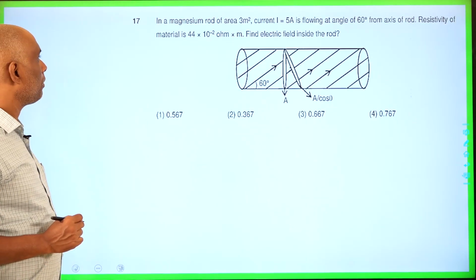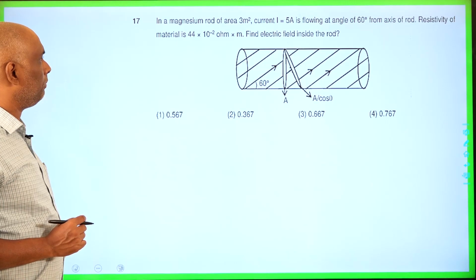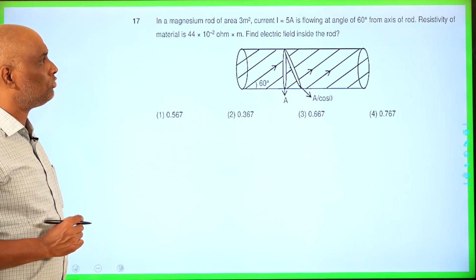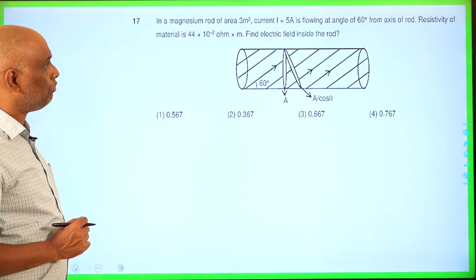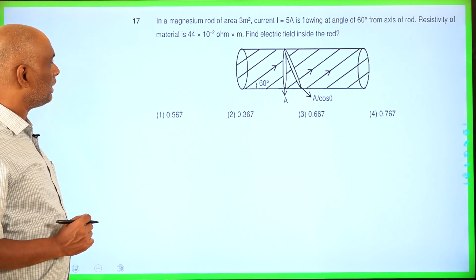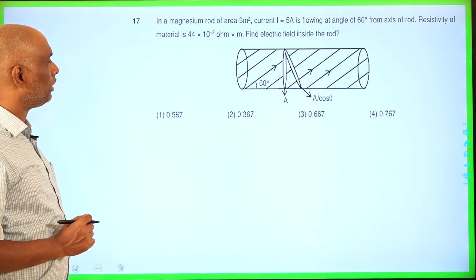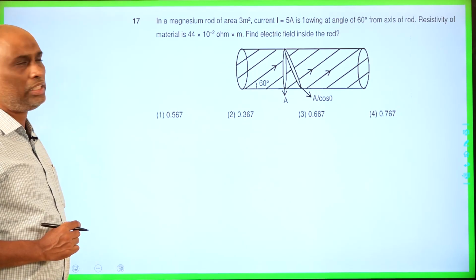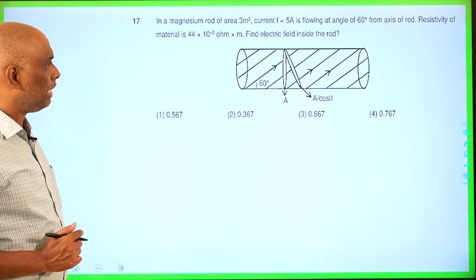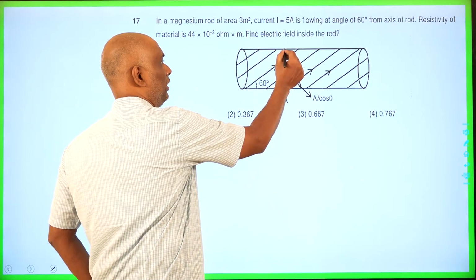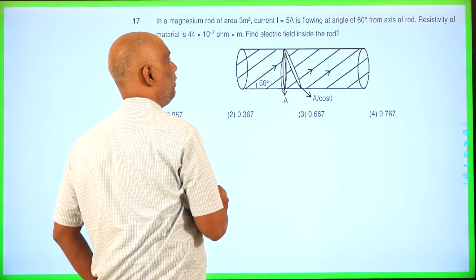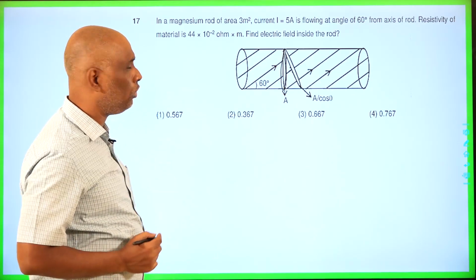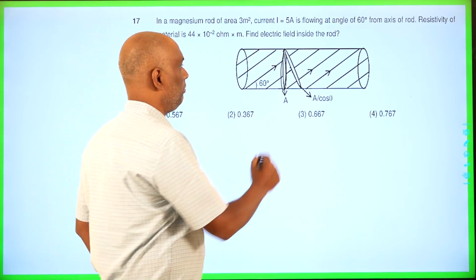17th question. In a magnesium rod of area 3 square meter, current I equals 5 ampere is flowing at an angle of 60 degrees from the axis of the rod. Resistivity of the material is 44 into 10 power minus 2 ohm meter. Find the electric field inside the rod. So here the area is given, which is equal to A, and the current is not flowing along the axis. The current is flowing at an angle equal to 60 degrees to this area in this direction.